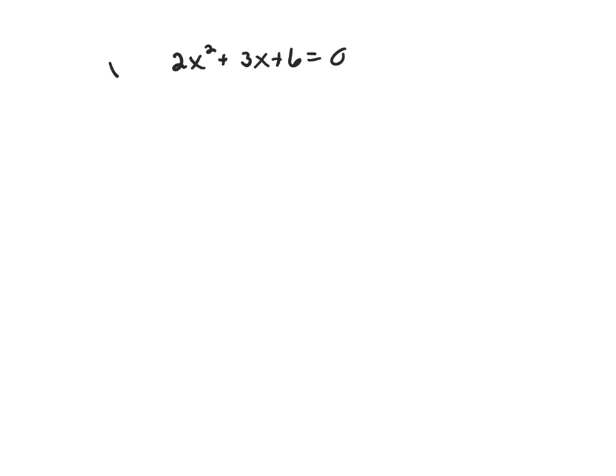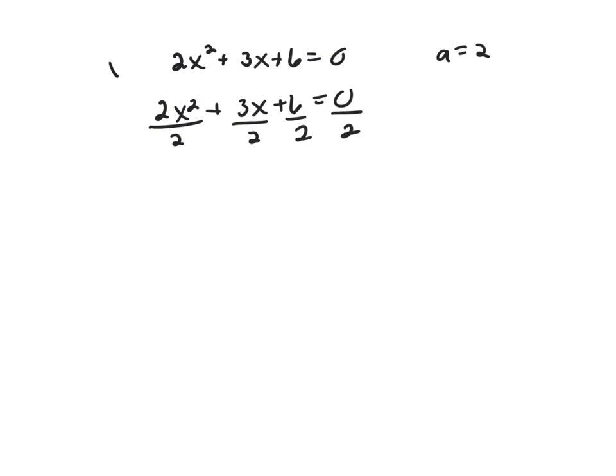The first answer that's wrong, it says the new equation found after dividing both sides of the equation by a, and you had already identified a to be 2. So you want to take this original equation and divide everything by 2, every term on both sides. So that leaves you x squared plus 3 halves x plus 3 equals 0.